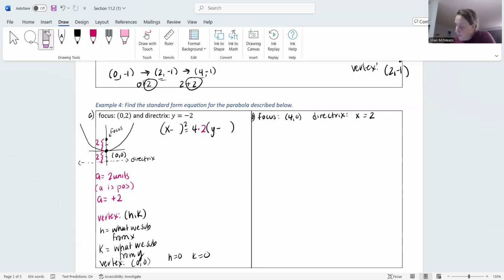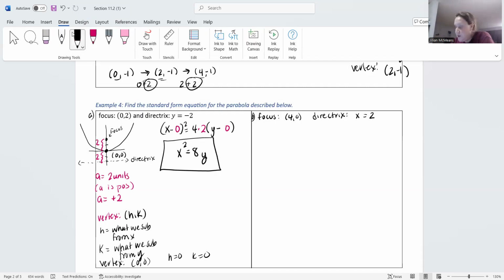So let's plug in minus 0, minus 0, and then let's just clean this up a little bit. x minus 0 is just x, so I could write that as just x squared. 4 times 2 is 8. y minus 0 is just y, so my final equation would be x squared equals 8y. Let's do what would technically be part B if I decided to do this before I went to print.